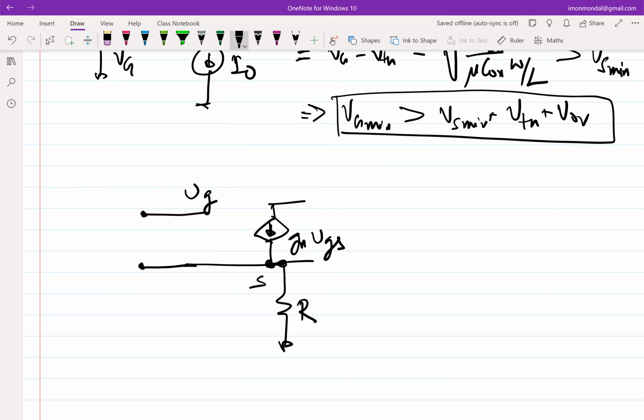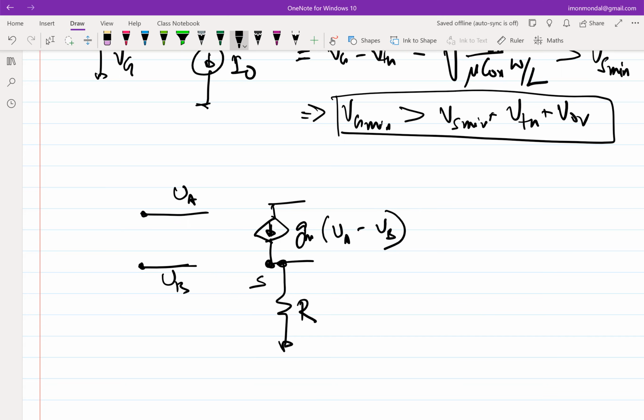Now we define a contraption as a voltage controlled current source. A pristine voltage controlled current source is this: you have two terminals at the input, VA and VB, and the current here is proportional to VA minus VB. This is the classical definition of a voltage controlled current source, with all the terminals marked.